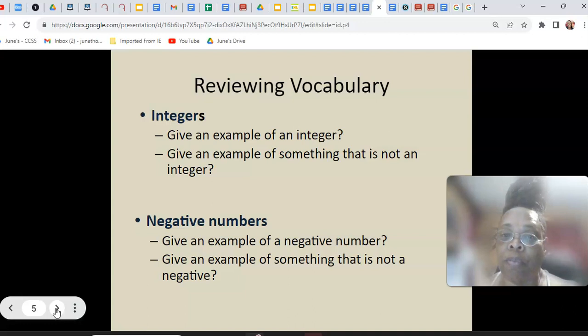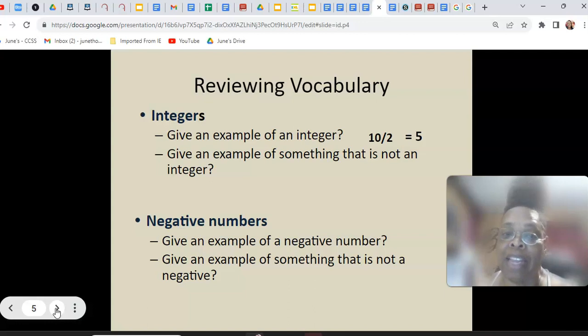Integers. Can you give an example of an integer? Remember, they're all whole numbers and their opposites. So why is 10 over 2 an integer? Why is the fraction 10 over 2 an integer? Because 10 over 2 is really another way of writing 5, which is an integer.